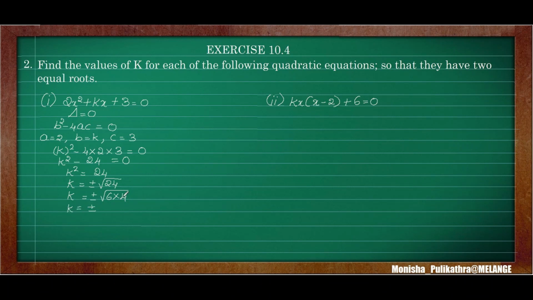k is equal to plus or minus, if I take 4 outside, it will become 2. The square root of 4 is 2, that is plus or minus 2 root 6. So since we know that if delta is equal to 0, the roots are two equal roots, that is k is equal to plus or minus 2 root 6 gives the two equal roots. Okay.